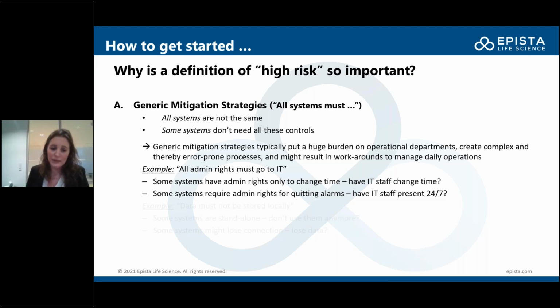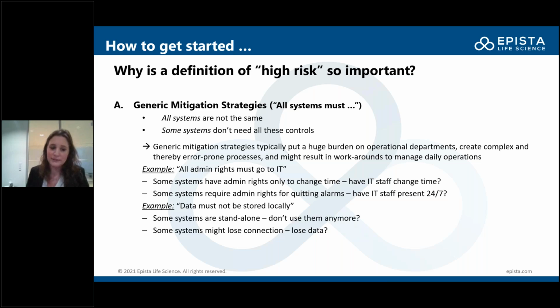Another example is data must not be stored locally. A nice, general, generic mitigation strategy for data integrity. If you're not in the lucky position that you have a very new facility with super high-tech new equipment, you will have certain systems that are standalone. So what do you do? You can't use any of that anymore. You need to throw out all of them, even though the equipment as such is actually working well.